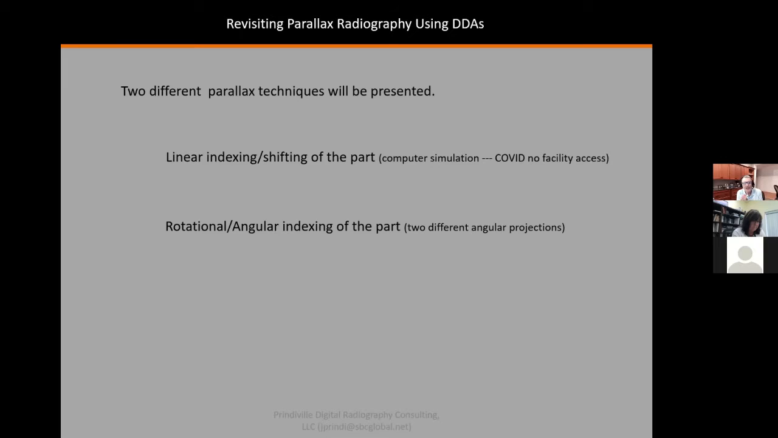So again, I mentioned that we're going to have two different parallax techniques. One will incorporate a linear shift. The other one will be an angular rotation of the part. Since I was putting this together during COVID, I didn't really have laboratory support for the linear shift, so it's a computer simulation. I did have some rotational data from laboratory work that was done, so I can use that to demonstrate the rotational, but this is pretty self-explanatory up here.